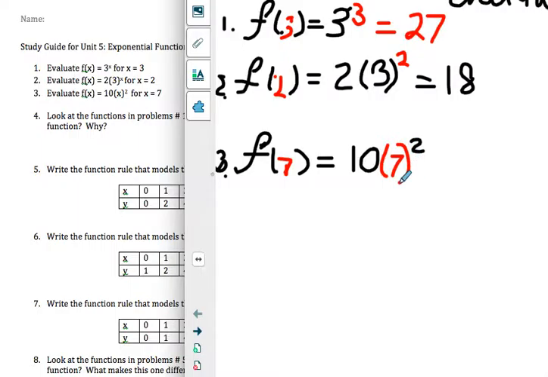So now I have 10 times 7 squared, and 7 squared is 49. So when I evaluate this, I'm going to get 49 times 10, or 490. And that's how you do the first 3 problems on our study guide.